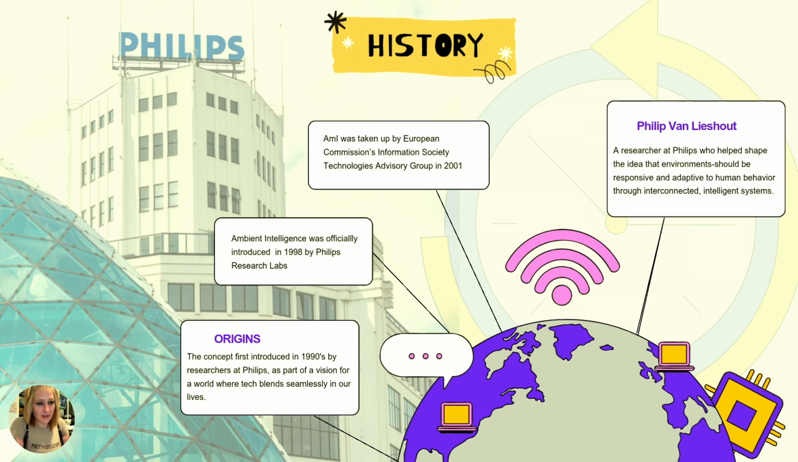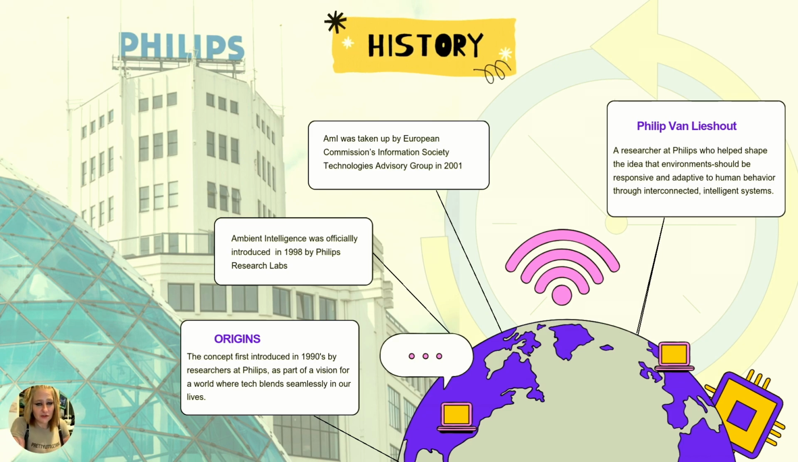They thought of the concept in the 1990s as part of a vision for a world where tech blends seamlessly in our lives. So back then, up until now, you could think about all those sci-fi movies that you saw, which get better and better, and they're kind of coming true, these sci-fi movies with smart homes that go after the person, usually with terrible endings, but that's where we're headed the more we implement AI. But that's besides the point. Okay, later, ambient intelligence was finally introduced in 1998 by the Philips Research Labs, when it was finally brought to the public eye.